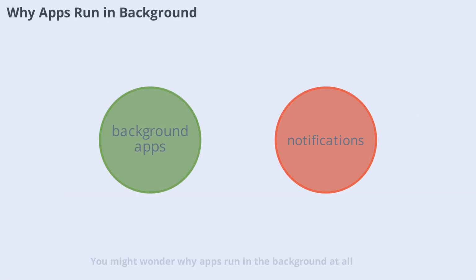You might wonder why apps run in the background at all. Many apps do this to keep working, send notifications, or update information. For example, chat apps stay open to let you know when you get a new message. Music apps keep playing songs. While this can be helpful, it's important to control which apps you let run in the background, especially when gaming.